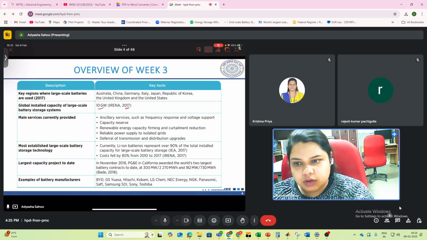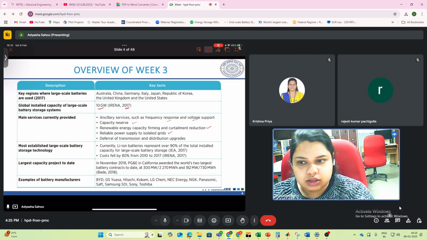And what services are they providing? So, various ancillary services such as frequency and voltage, then capacity reserve also, then renewable energy capacity firming and curtailment reduction, reliable power to isolated grids. So, whenever we don't have the grid connected system, that is, we are having the islanded system or isolated system, there the installation of storage is a must to handle the intermittencies, because there you don't have the grid support with you. So, hence, for the smooth operation of the islanded microgrids or grids, the installation of the energy storage system is a must.